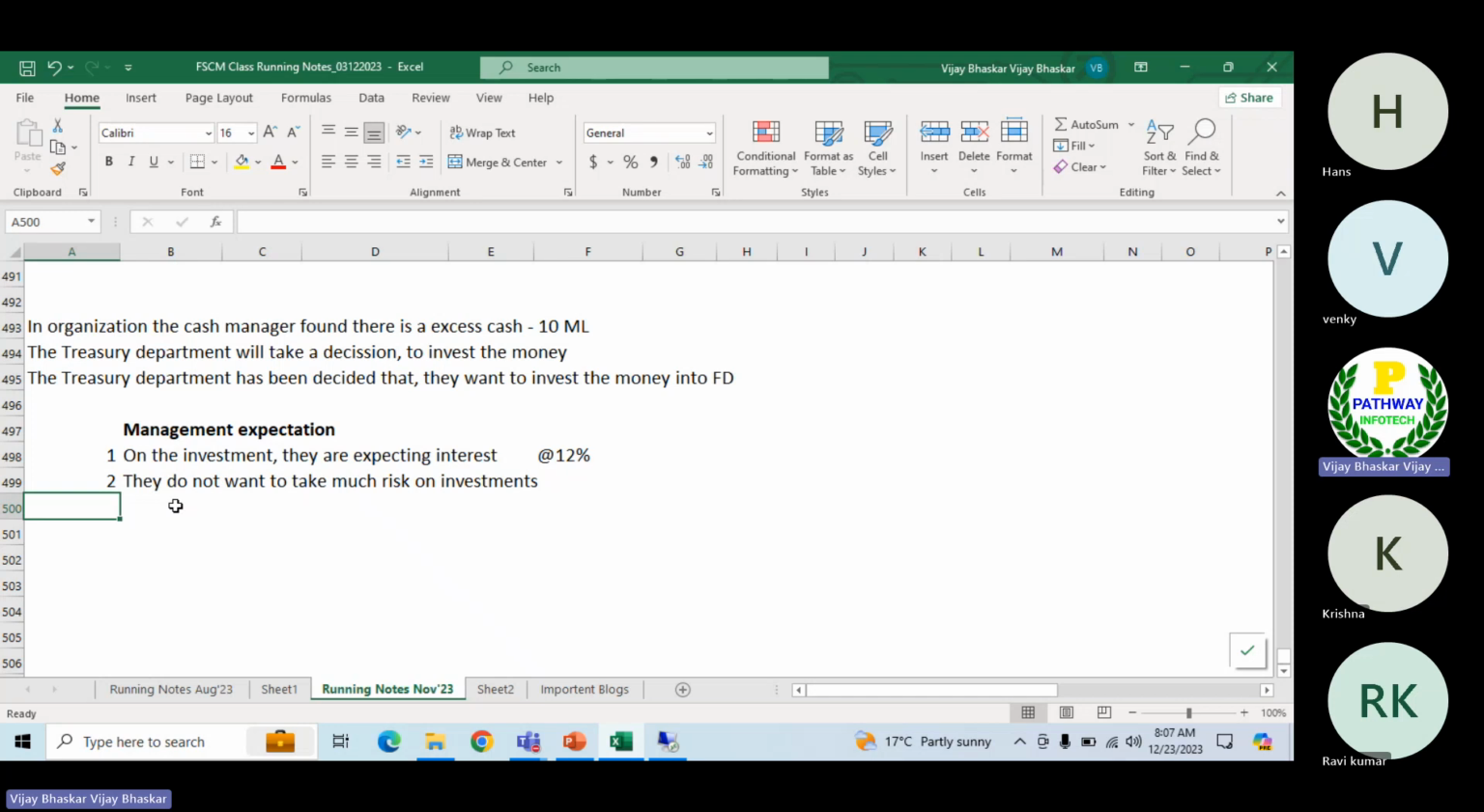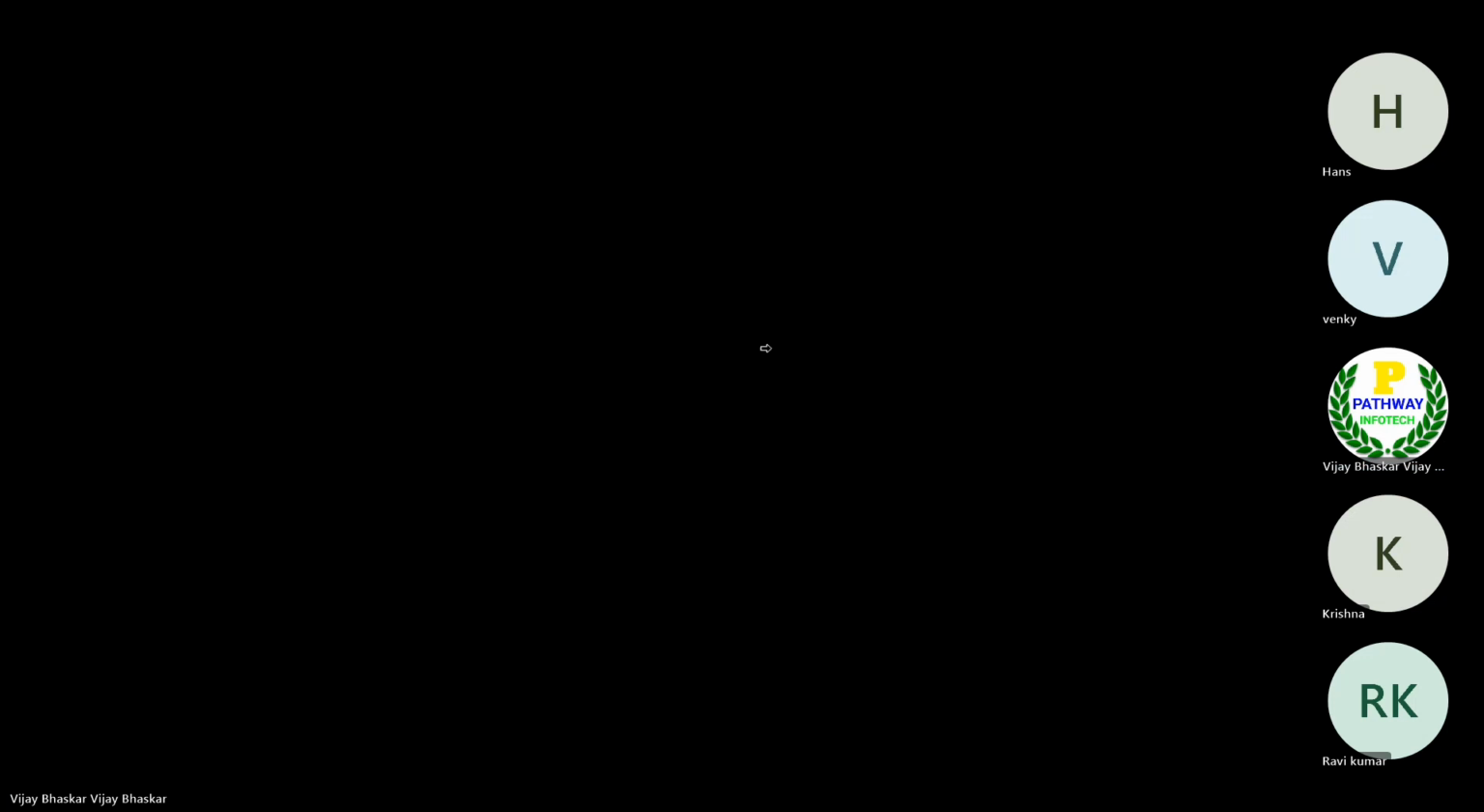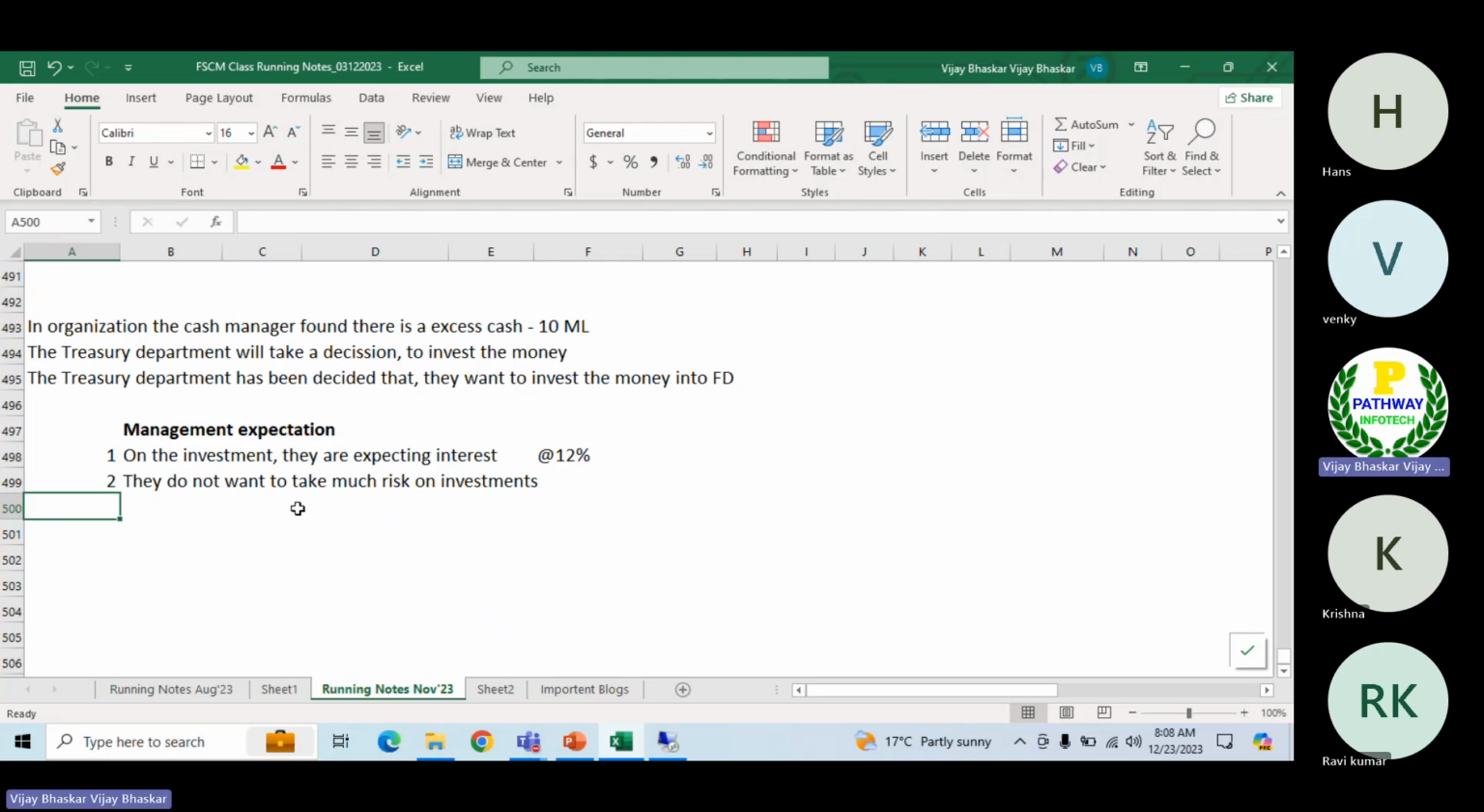In this case, they are not taking much risk. They are also thinking that my investments are secure. In most cases, fixed deposits are done with financial institutions like banks, so we have never seen a case where we do not at least get back whatever we have invested. But that is the risk-free investment. Let's say some organizations think that definitely I will take a risk, but now I'm expecting a return of 30%.